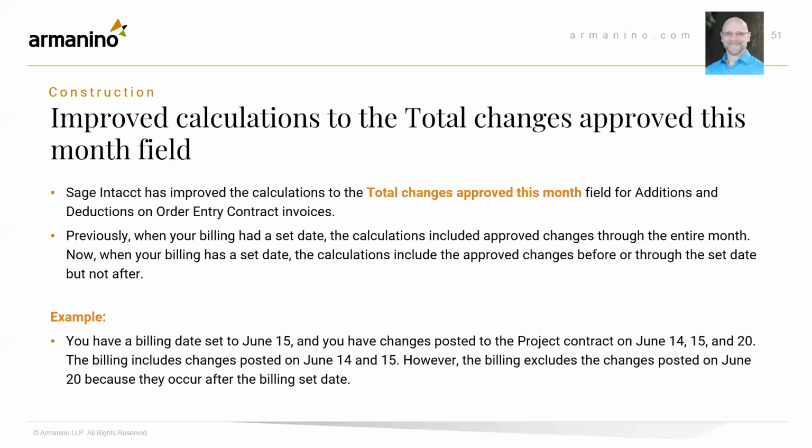but not after. So, for example, if you had a billing date set to June 15, and you have changes posted to the project contract on June 14, which by the way is my birthday, June 15 and June 20, and then you post the billing, the changes posted on June 14 and 15 will be included in the billing. The ones after that date, because we ran the billing with a set date of June 15, right? So the June 20 changes in this case will not show because they occur after that billing set date.